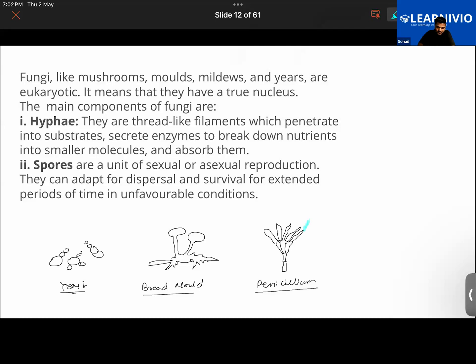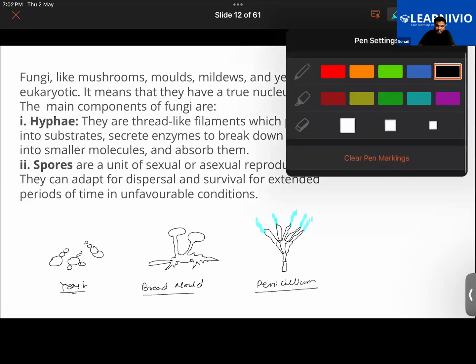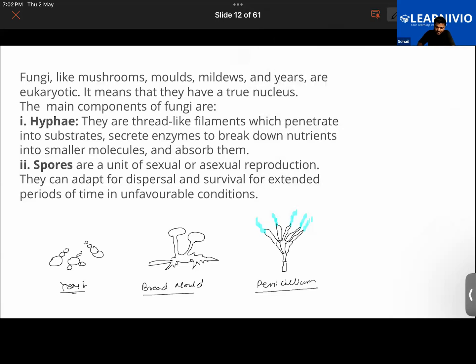And who made this? This is penicillium. Then there's one more. That is aspergillus. Aspergillus will somewhat look like this. This one over here, and then it goes like this.